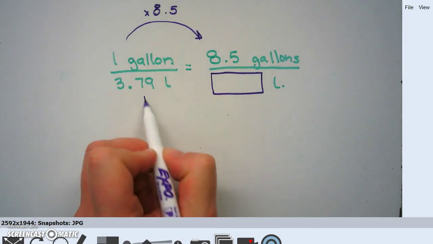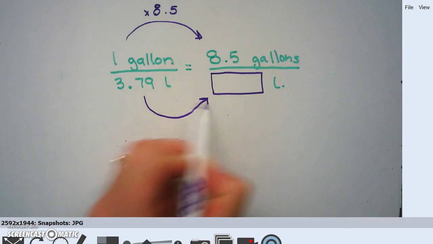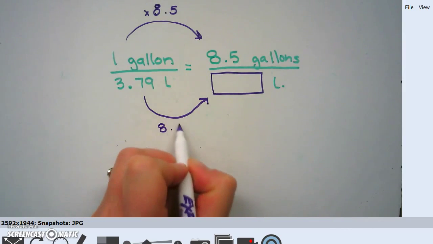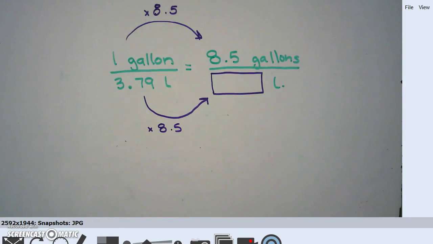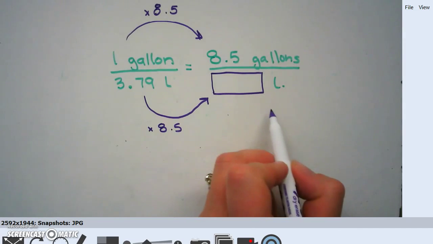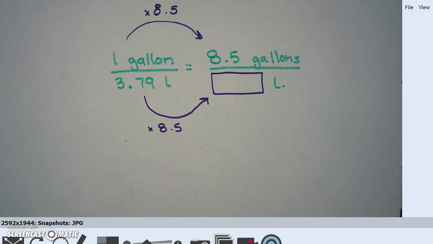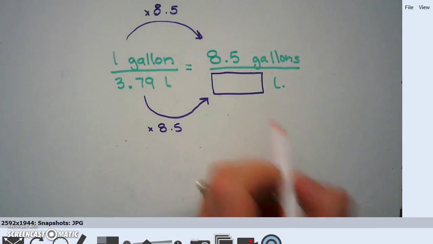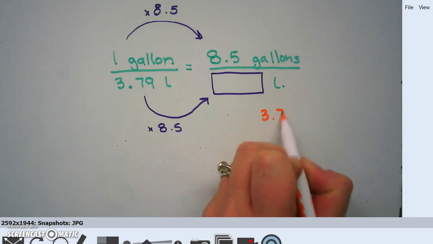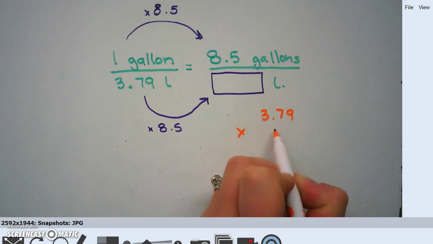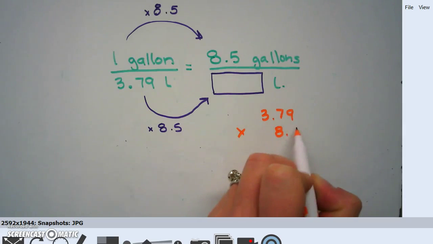Well, in order to keep this ratio in proportion, we have to do the same thing to the bottom. That's math law. We multiplied the top term by 8.5. We need to do the same thing down here. So now I'm just going to go and work it out. 3.79 times 8.5.